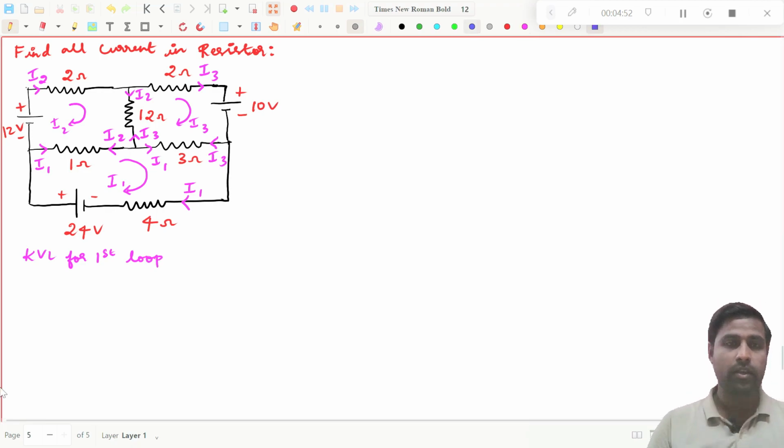If we write KVL for the first loop, you can start at any point, no problem. I will start here, then I will go in this direction, then I have to come here.